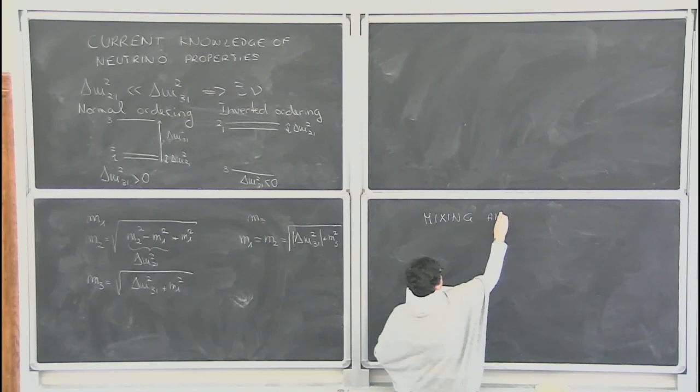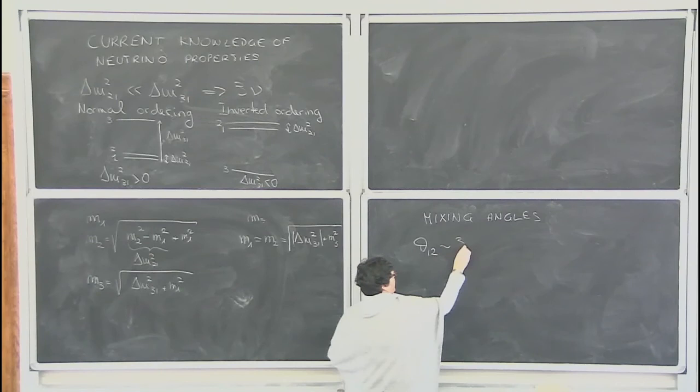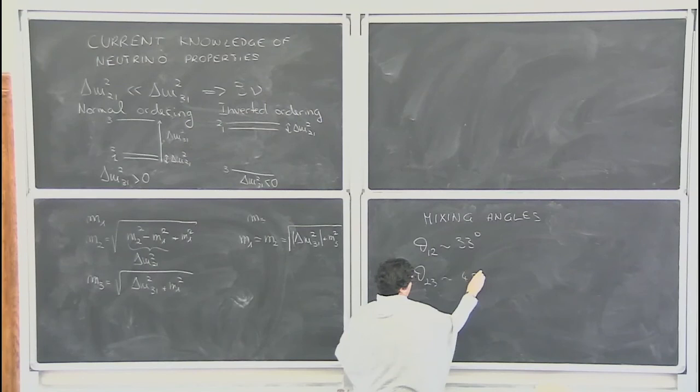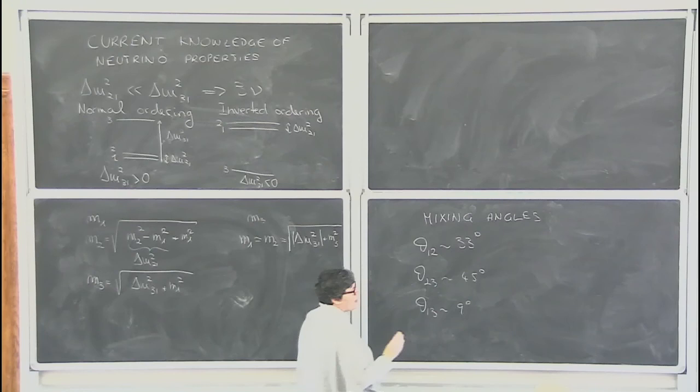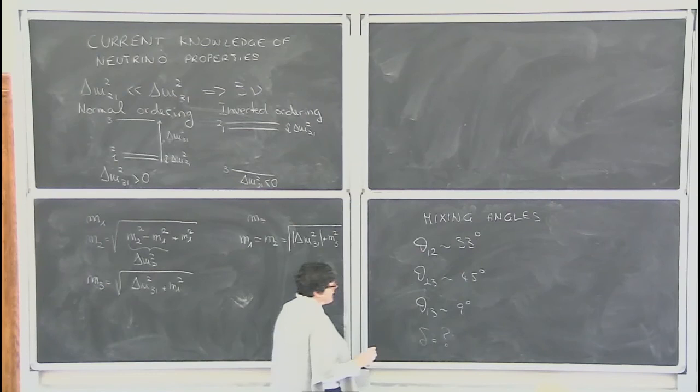That I already discussed there. Theta 1, 2 is around 33 degrees. Theta 2, 3 is around 45 degrees. And theta 1, 3 is around 9 degrees. But the key question here is really the delta phase. This is a key question because this is leptonic CP violation.